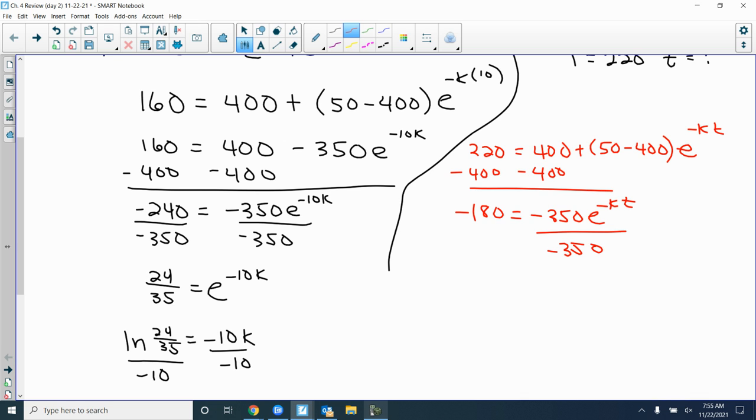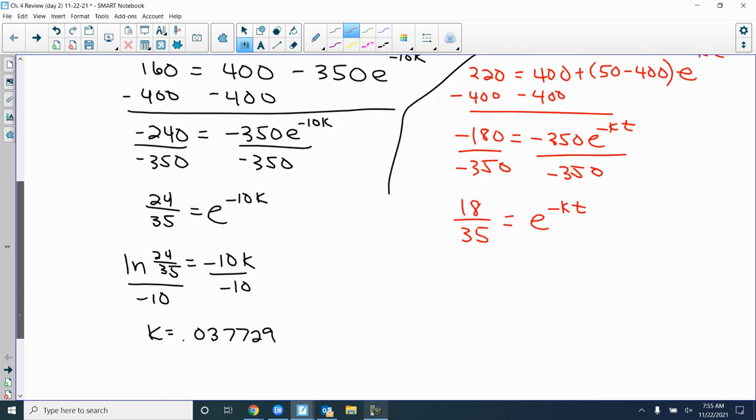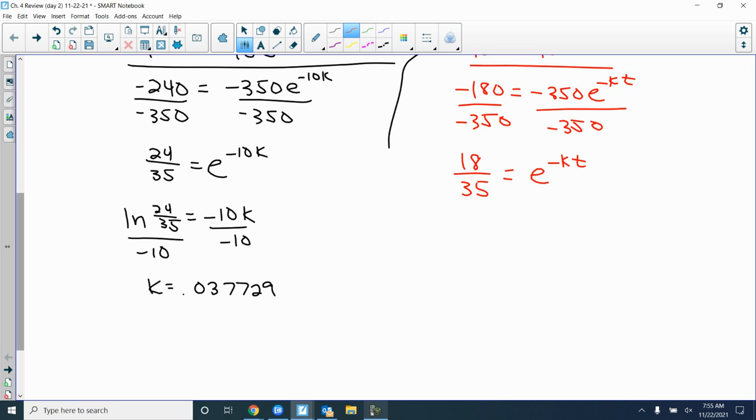Divide by negative 350. 18 over 35 equals e to the negative kt. Well, again, convert to ln form. You can convert to ln form once you get to this point. So natural log of 18 over 35 equals negative k times t. Well, now I'm going to substitute in the k.